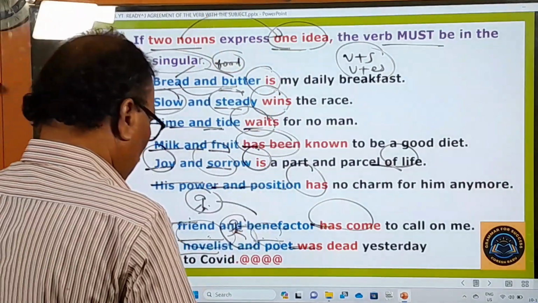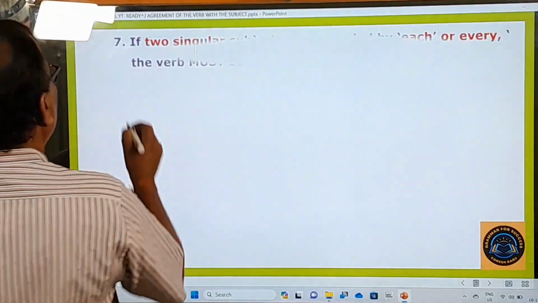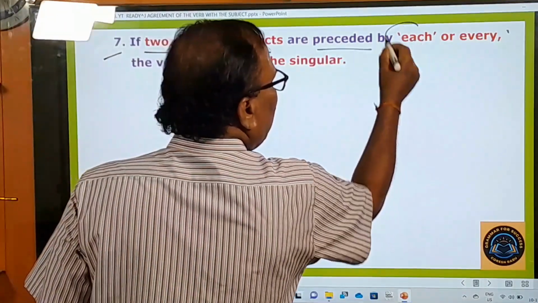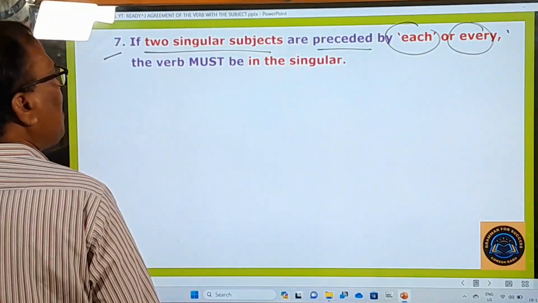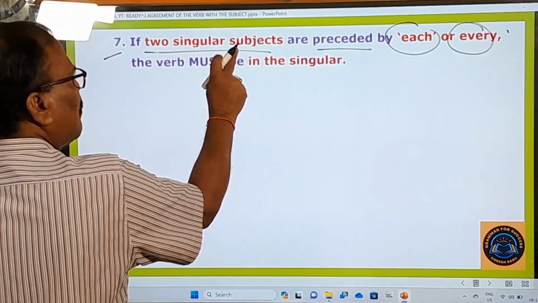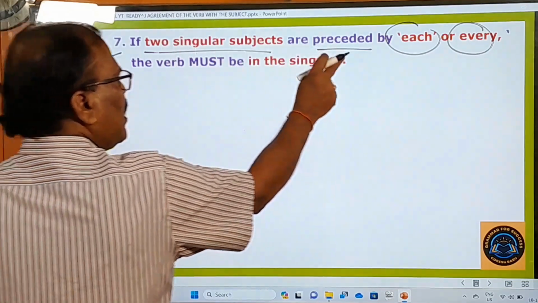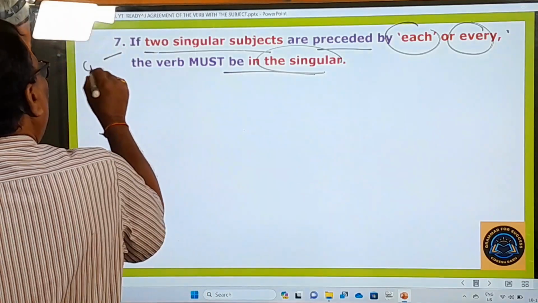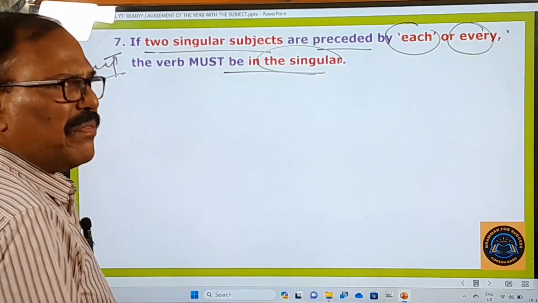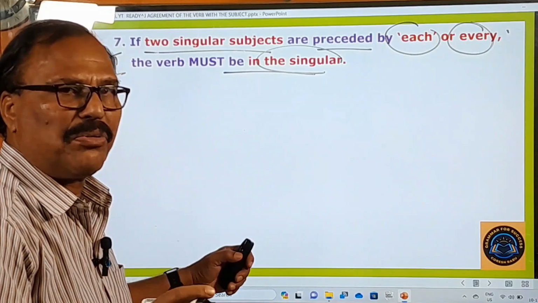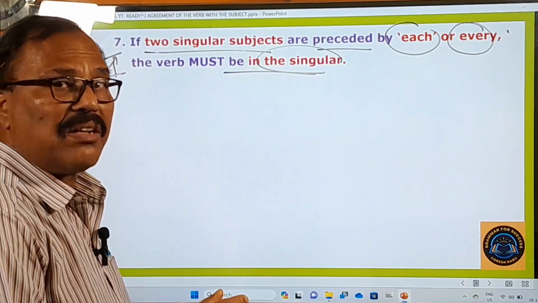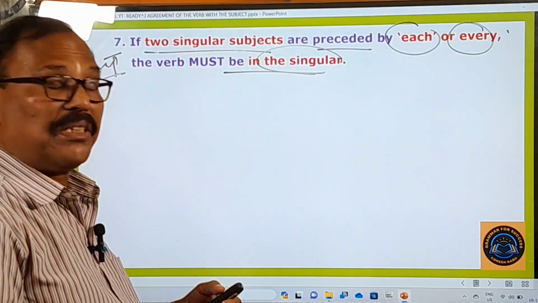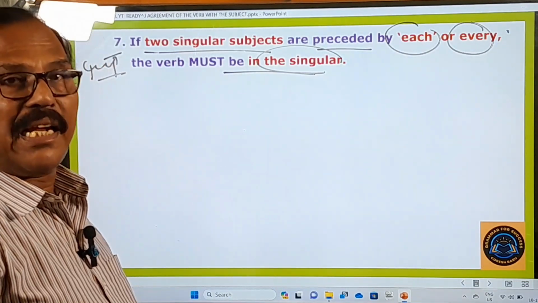And now let's go to the next rule. Seventh one is here. If two singular subjects are preceded by each or every, if two singular nouns or two singular subjects are preceded by each or every, the verb must be in the singular. Keep this rule in your mind. It's a very important rule. I have given you almost all the very important rules in this first video, and in the second video also more and more important rules are discussed, right?